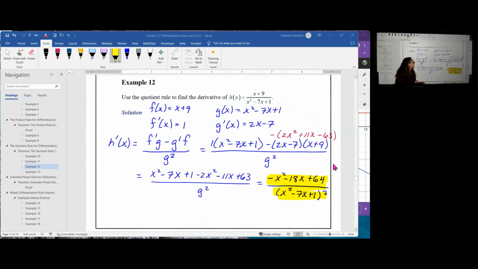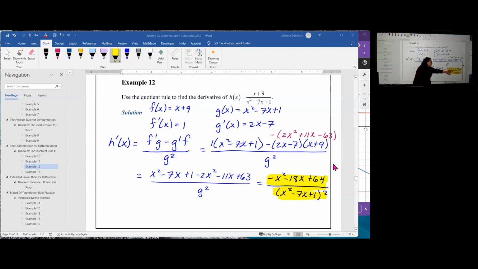Example 12, we have a line divided by a quadratic. Again, the derivative of the numerator function is 1, and the derivative of the denominator function is 2x minus 7. Again, we have the function x plus 9 divided by the quantity x squared minus 7x plus 1. Now, when we're looking at this function, we apply the rule for the derivative of a quotient, f prime g minus g prime f divided by g squared. I don't write out the g squared until I get to the very end.